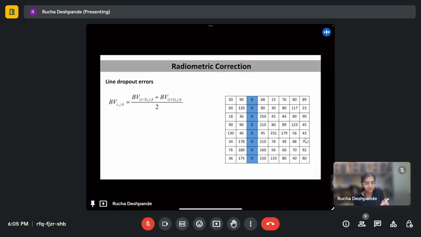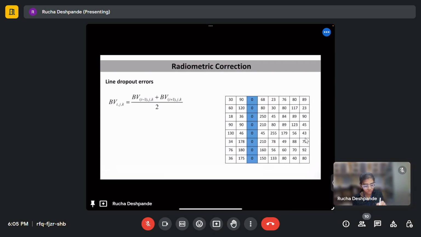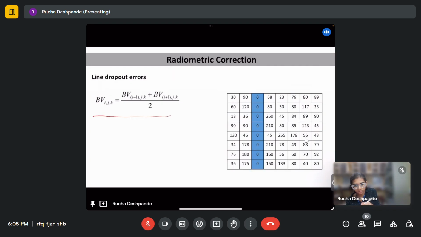The second one is an example of line dropout error. This type of error is either corrected by replacing the erroneous line with one of its neighboring lines, or we can take the average of the line preceding and succeeding it. This is the formula which is used to correct for these line dropout errors. Basically it's just the average of these two values. So this is 7900.